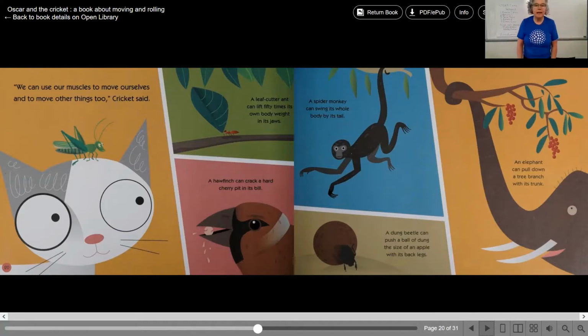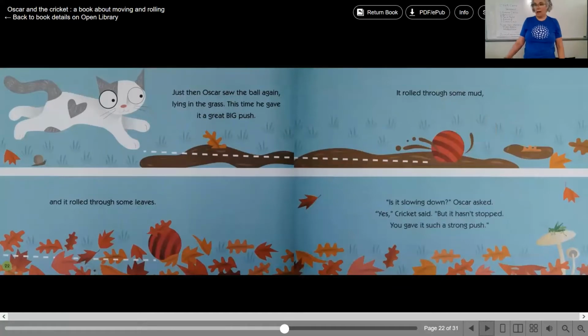A hawfinch can pick up a hard seed and put it in its bill. A dung beetle can push a ball of dung the size of an apple with its back legs. And an elephant can pull down a tree branch with its trunk. Just then, Oscar saw the ball again, lying in the grass. And this time he gave it a great big push. It rolled through some mud. It rolled through some leaves. Is it slowing down? Oscar asked. Yes, said Cricket, but it hasn't stopped.